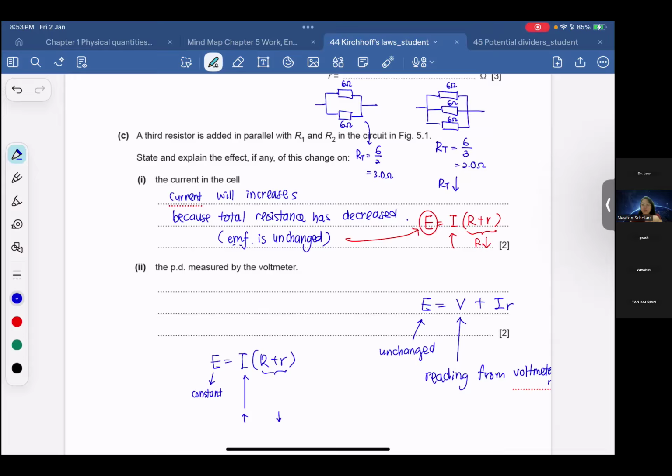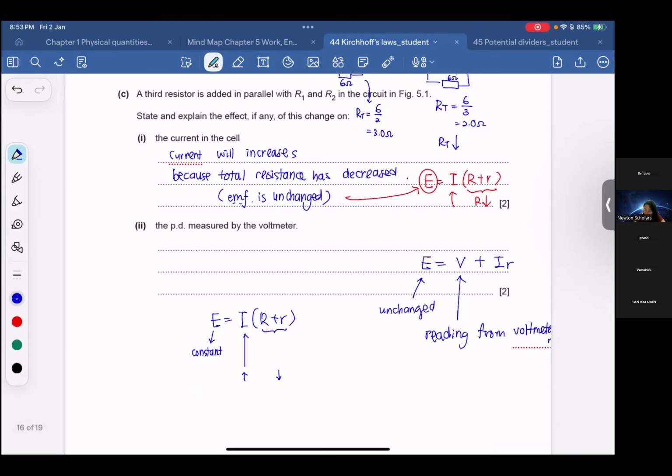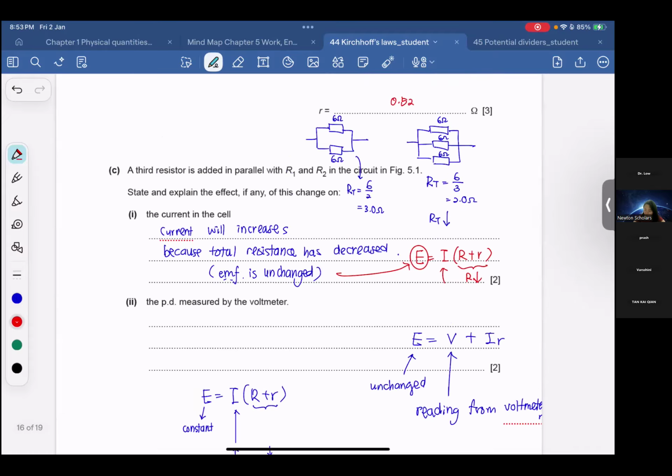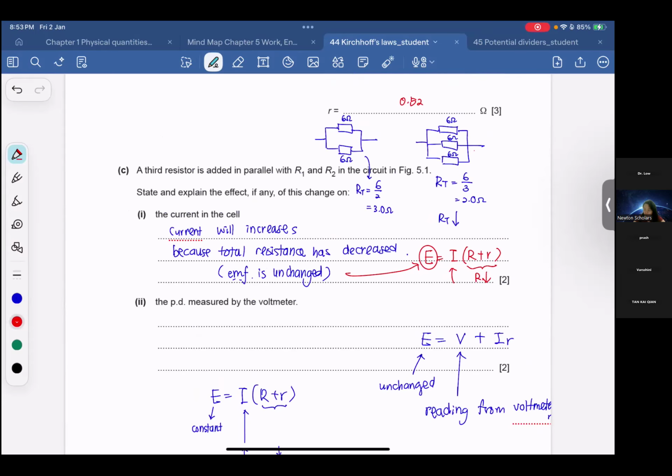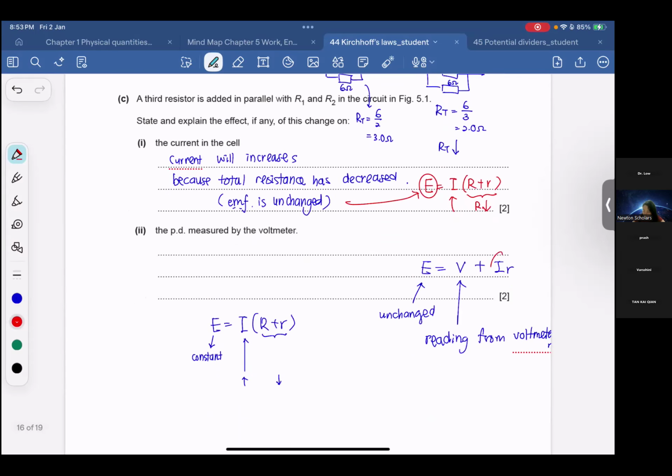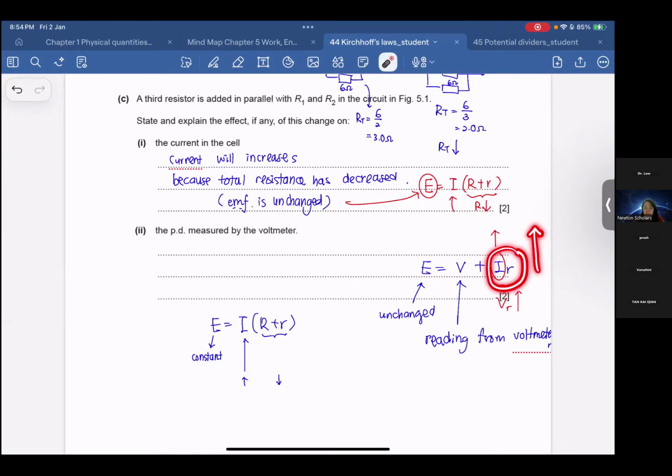Okay, when current increases, what's going on? Look at me. When we connect one more third resistor, then in the end, total resistance decreases. When total resistance decreases, the current will increase. If current increases, the voltage across the internal resistance will increase, right? E is the same. Then V here gets less, because the internal resistor already takes a greater share, a greater potential difference. So here we will receive less voltage. Okay, this is the answer.